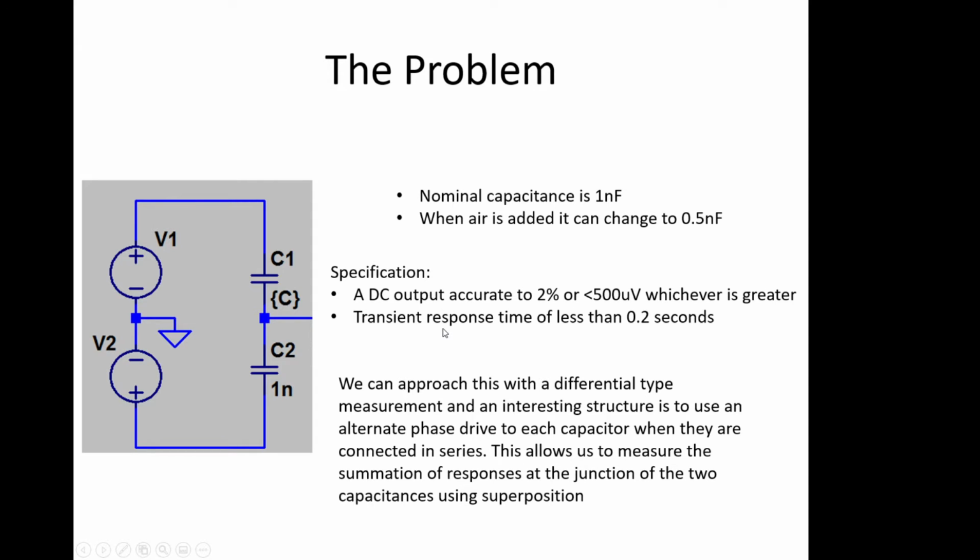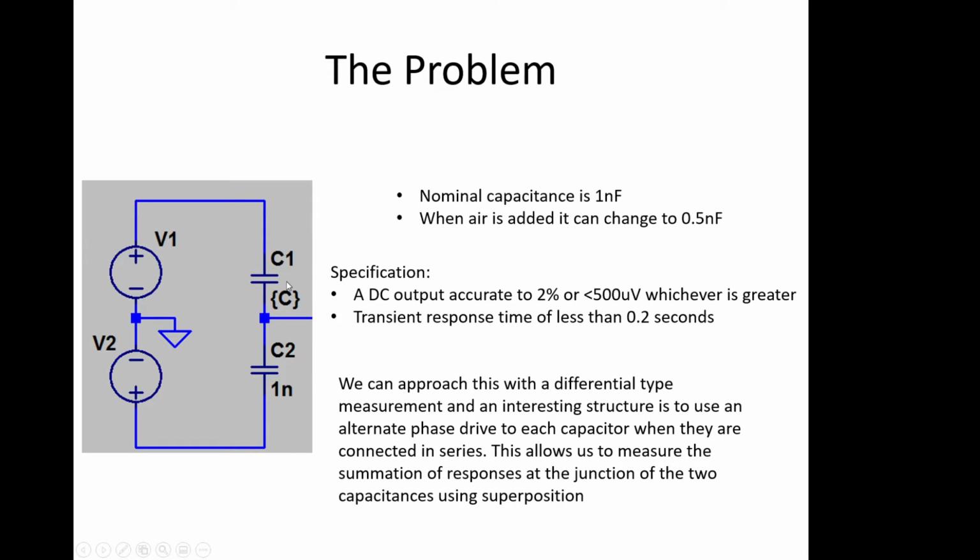So we came to this. We were given a specification for our measuring system. It needs to be a DC output, accurate to 2% or less than 500 microvolts, whichever is the greater. And the reason for that will become apparent later. And a transient response time, which means how quickly it responds to a change, of 0.2 of a second. And we discussed this as being if a bubble travels through this plate here, we're assuming a maximum time of 0.2 of a second, and therefore we need to respond in that time to actually see the bubble.